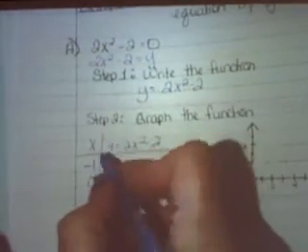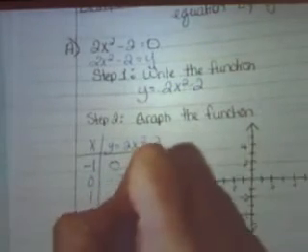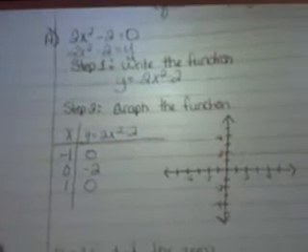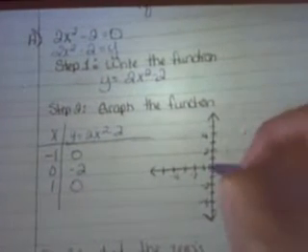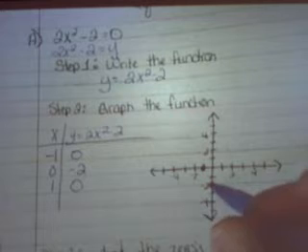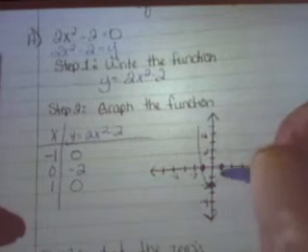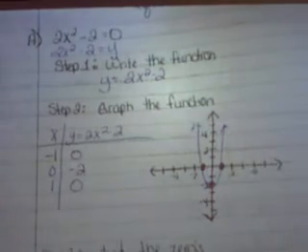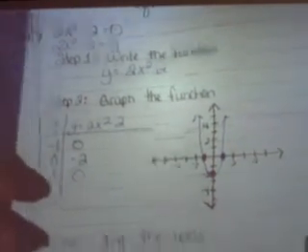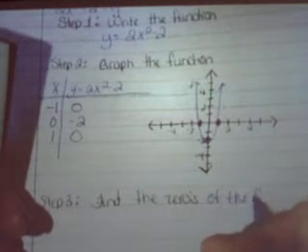When x is -1, y is 0. When x is 0, y is -2. And when x is 1, y is 0. So from here, we're just going to plot those points: -1, 0. 0, -2. 1, 0. Draw your parabola. The solution is you want to find the zeros. Find the zeros of the function.